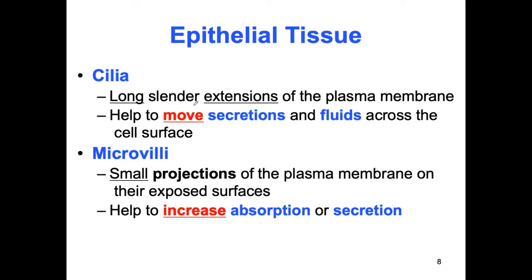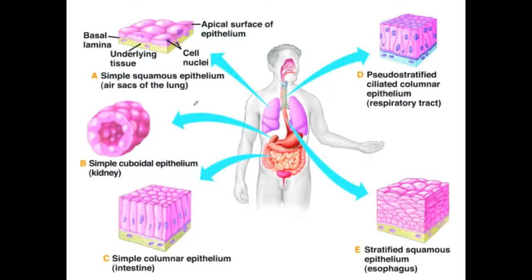Microvilli are these small projections that are primarily used for absorption. These microvilli are primarily found on the intestinal cells. We mentioned cilia are also found, but smaller hair-like projections along the intestines for absorption of nutrients and water. Those are called microvilli.